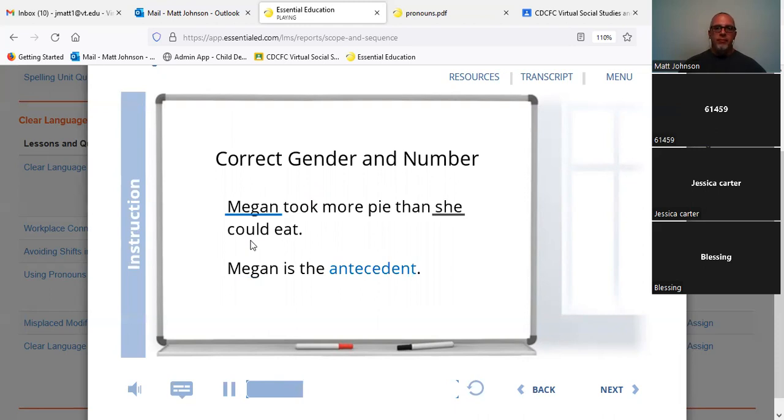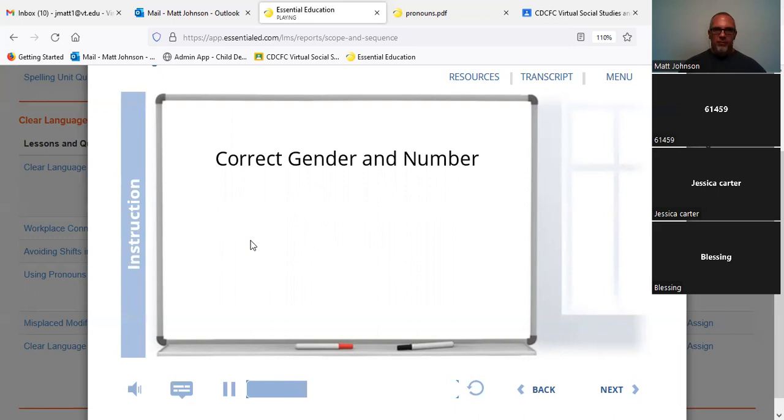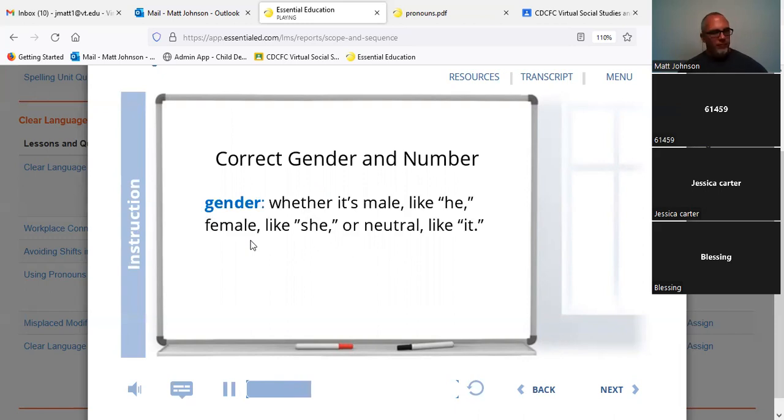Now, the pronoun has to match the antecedent in gender and number. Gender is whether it's male like he, female like she, or neutral like it. And number is whether it's singular or plural. You wouldn't say he if you meant a girl named Megan because it's the wrong gender, and you wouldn't say they if you meant a boy named Tom because it's the wrong number. He is masculine and they is plural. Usually, it's not a problem to match the right pronoun with the antecedent, but some words can cause problems.